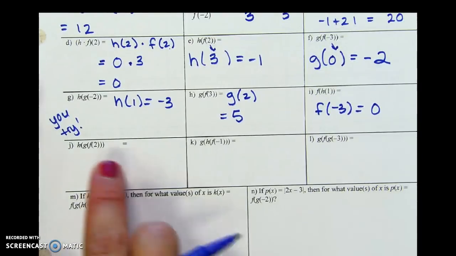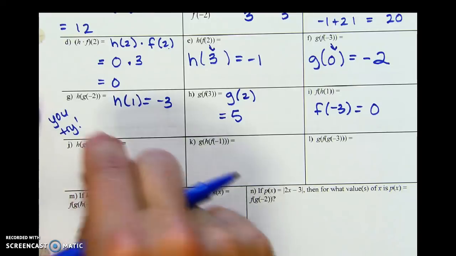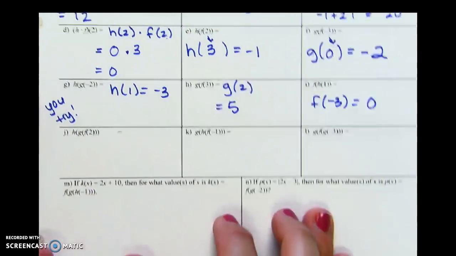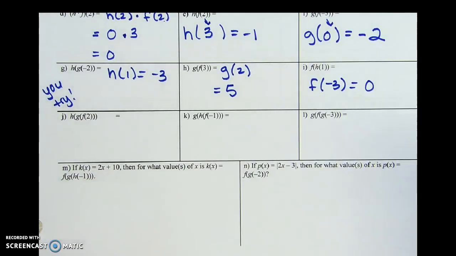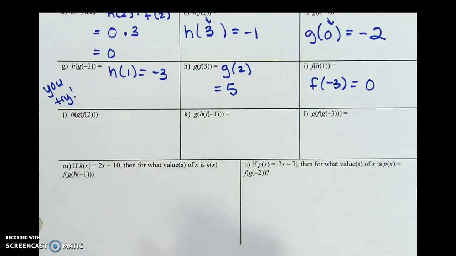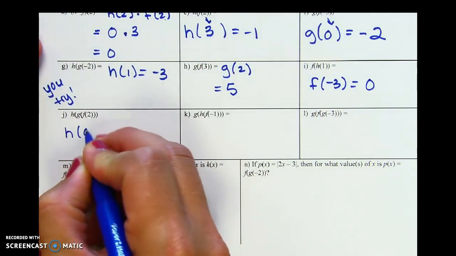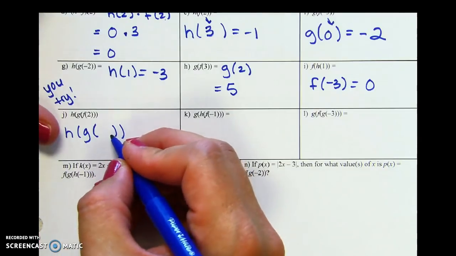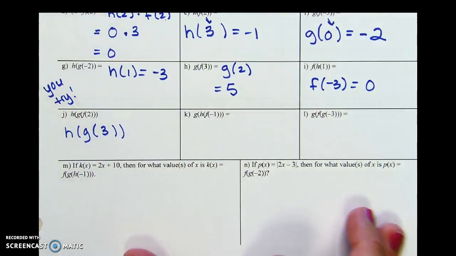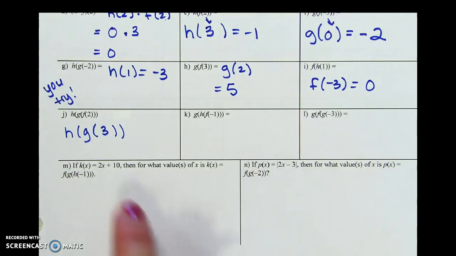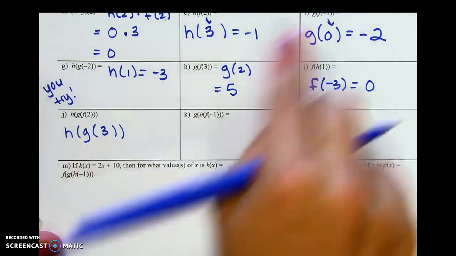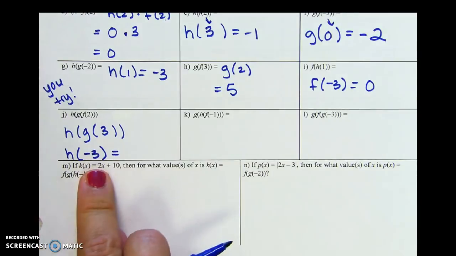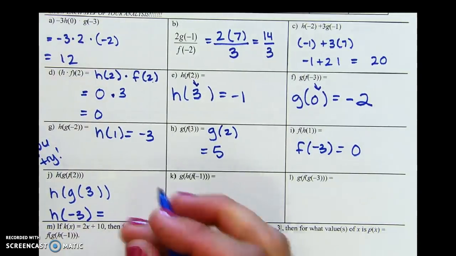Okay, so now we have a triple composition, a function inside a function inside a function. All right, so you still go from the inside out. Look at that silly equals sign in the wrong spot. So what are we going to start with? F of 2. Find f of 2, which is 3. What are we going to do next? G of 3. G of 3 is negative 3. And h of negative 3 is 1/2.